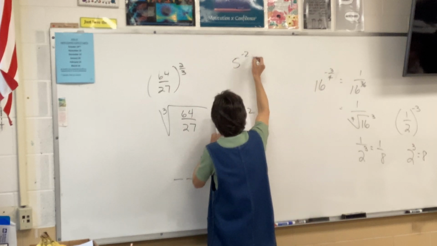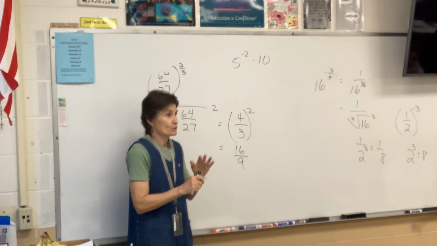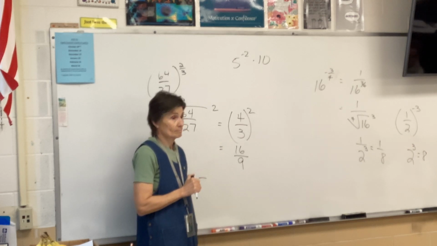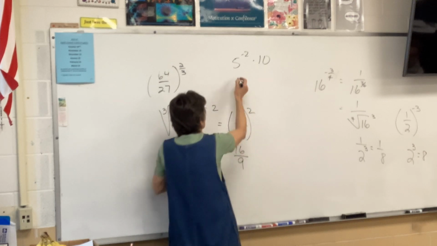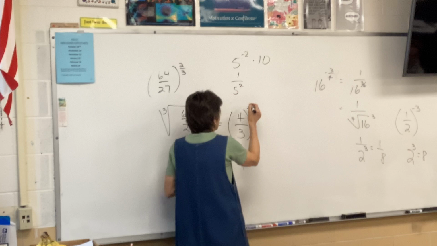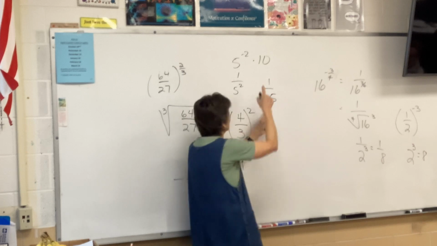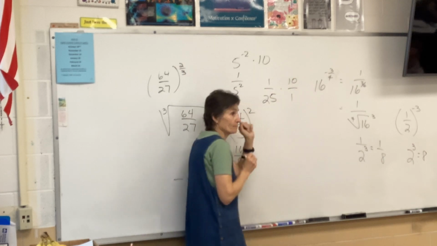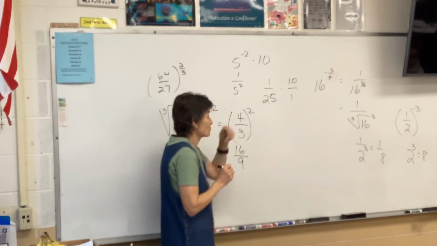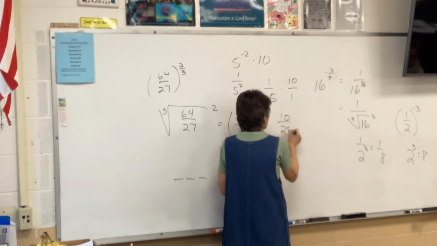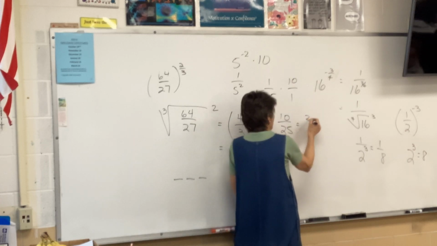5 to the negative 2nd times 10. What do you think you should do first? So this is going to be 1 over 5 squared, which is 1 over 25, times 10 over 1. Straight across, remember it's a no calculator, so we multiply straight across, we get 10 over 25, and then we can reduce that. 2/5.